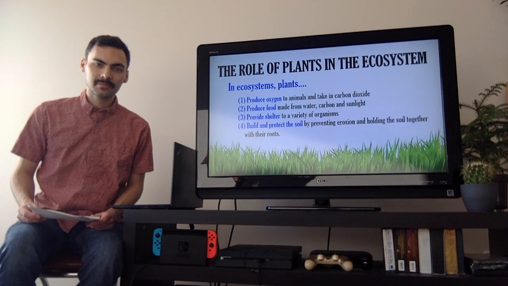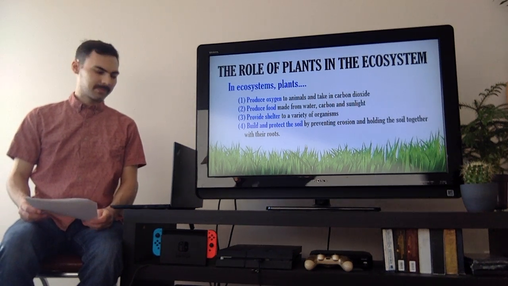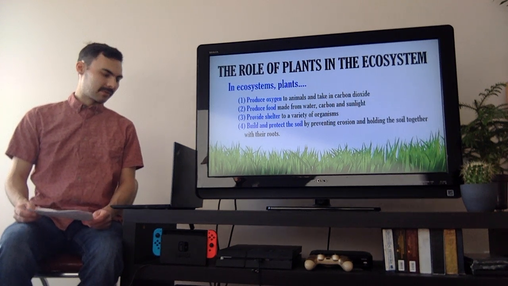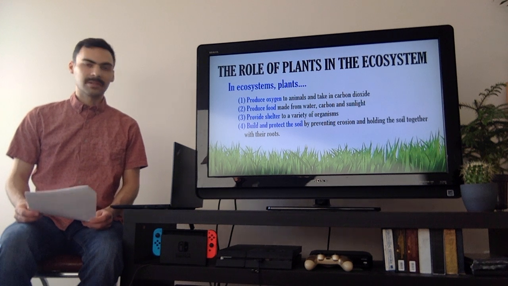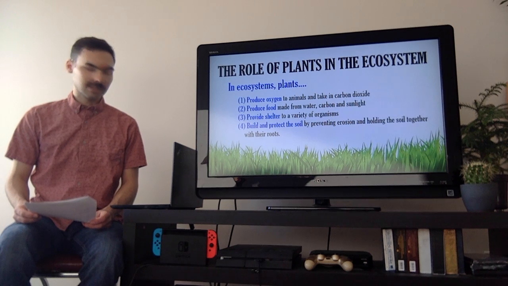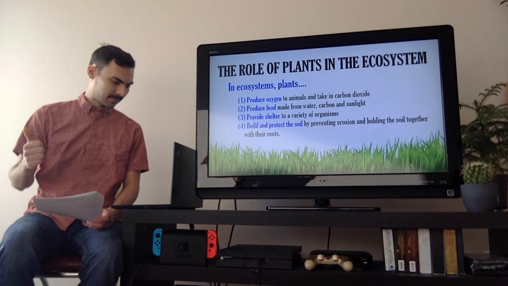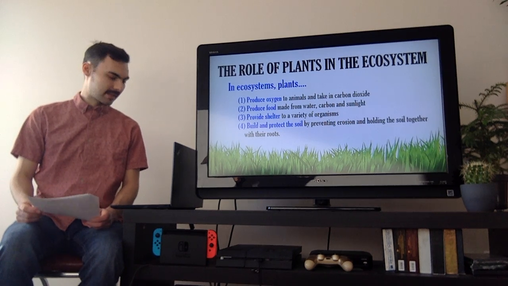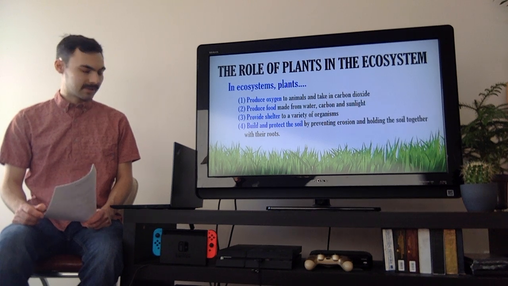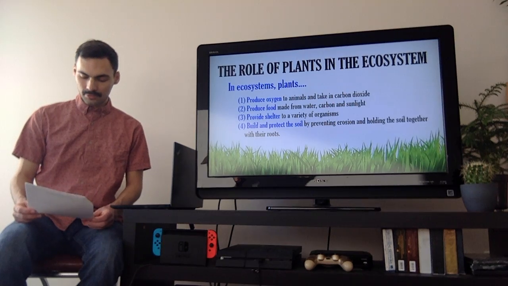And they do these 4 different things. This is their niche or their role. They produce oxygen. They are part of the carbon cycle because they produce oxygen with the carbon dioxide in the air. They produce food for themselves and for the things that eat them. They provide shelter or a home for some animals to live in. And they build and protect soil to prevent erosion.